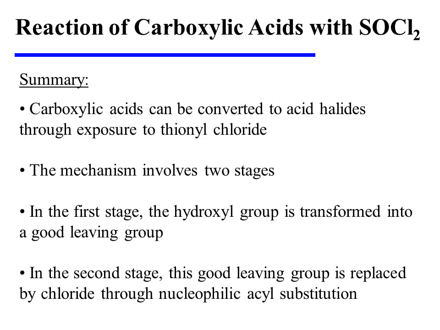In summary, carboxylic acids can be converted to acid halides through exposure to thionyl chloride, and the mechanism involves two stages. In the first stage, the hydroxyl group is transformed into a good leaving group. And in the second stage, this good leaving group is replaced by chloride through nucleophilic acyl substitution.